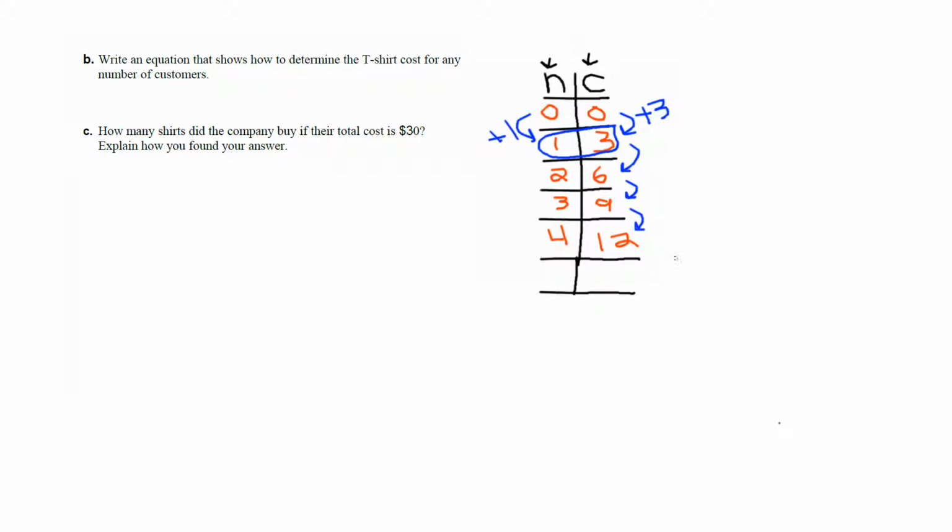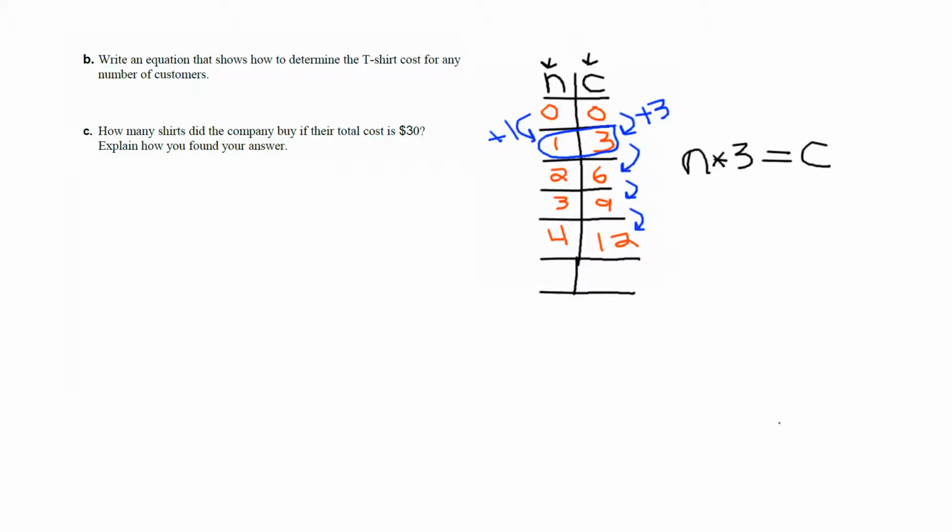What do you do to it? What do you do to N to get to C? And it has to work every time. So plus 2 does not work. It only works in one situation. So it is not N plus 2. What do you do to N to get to C? Hopefully you said multiply by 3. N times 3 equals C.